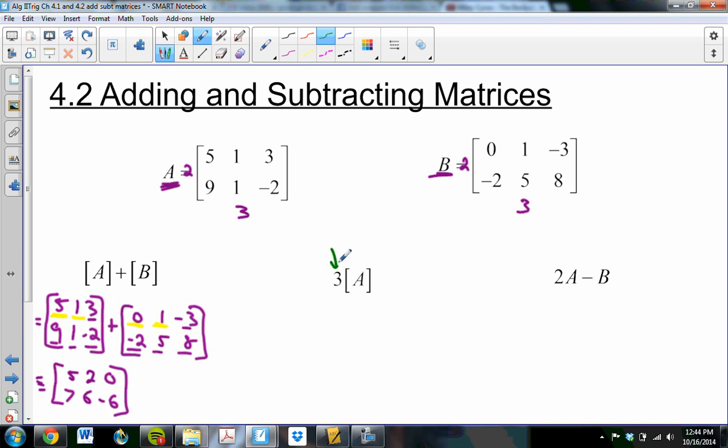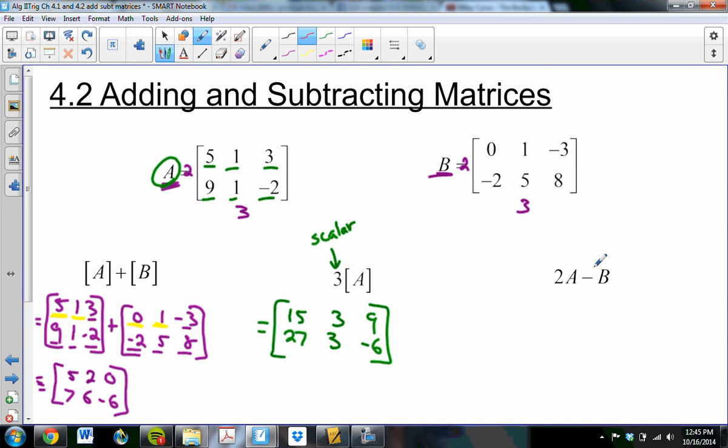This right here has a multiplier in front. When there's just one multiplier in front, a single number, we call it a scalar. And what that's going to do is take all of matrix A and make it 3 times bigger. So instead of having 5, 1, 3, 9, 1, 2, I get 15, 3, 9, 27, 3, negative 6. Everything just got tripled by the scalar. If we have capital letters without the little brackets around them, that still means matrix. You don't have to have the brackets around to mean matrix.